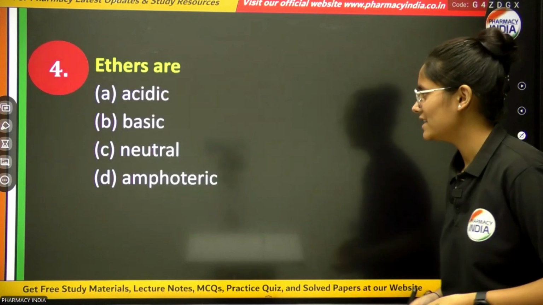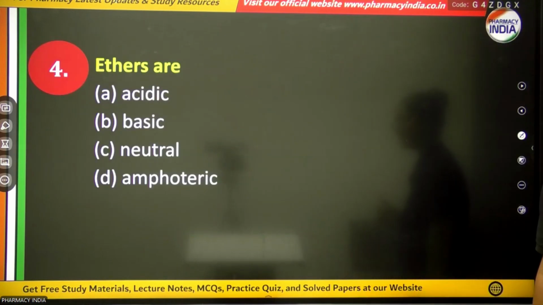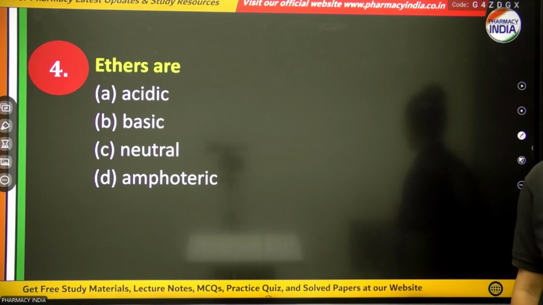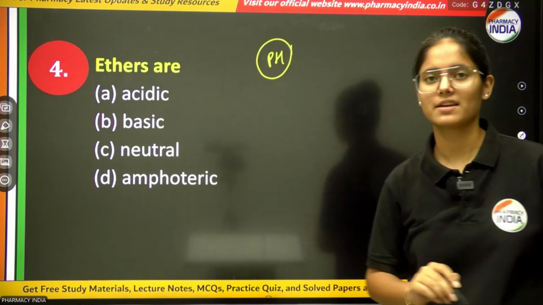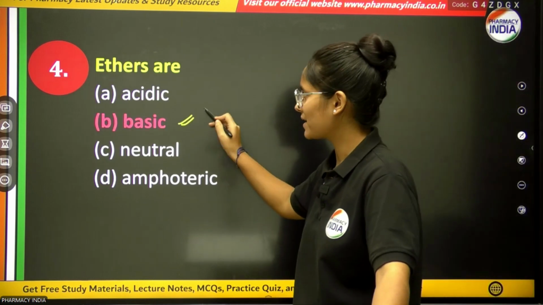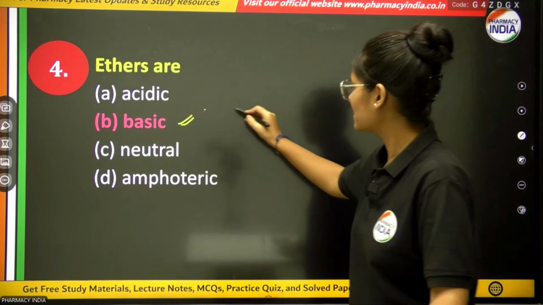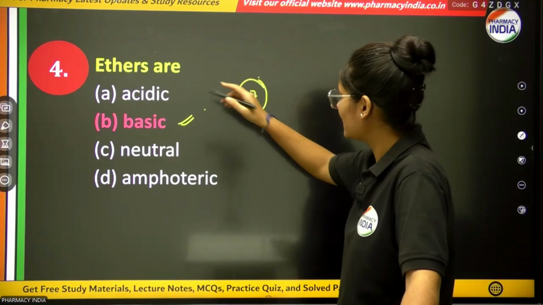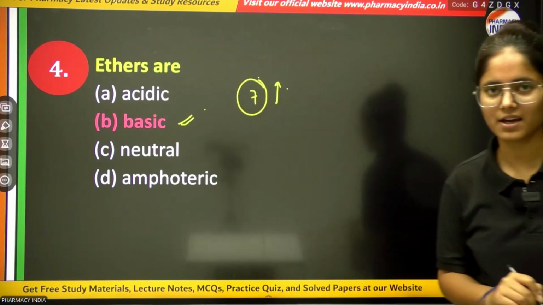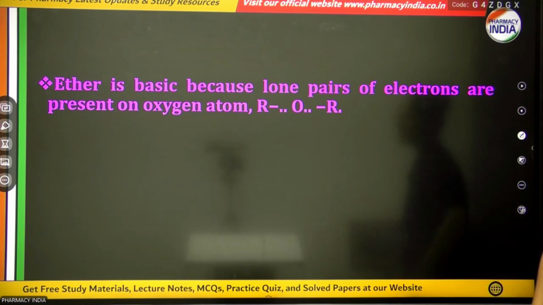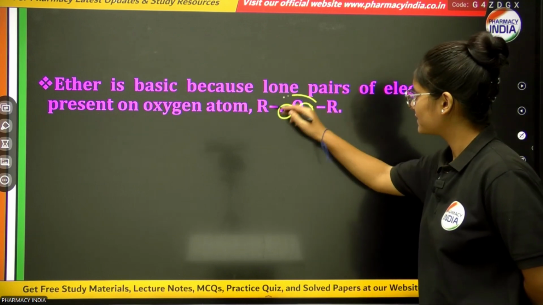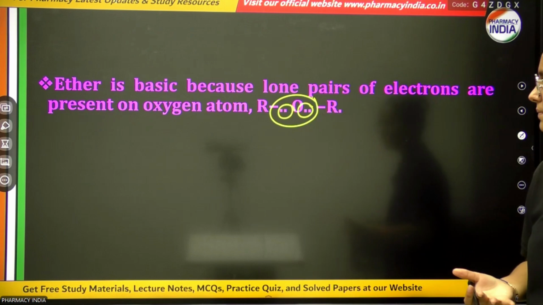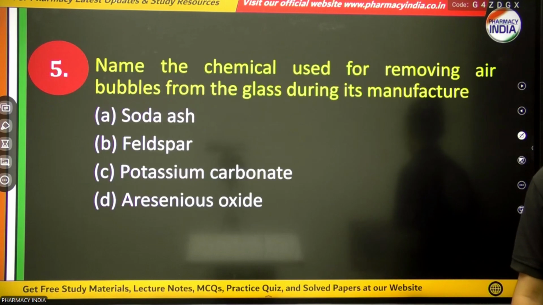Next question: ethers are acidic, basic, neutral or amphoteric. Now what is the pH of ether? Ethers are basic in nature, which means the pH level is more than 7. Ethers are basic because lone pairs of electrons are present on the oxygen atom. Due to this lone pair, ethers are basic in nature.